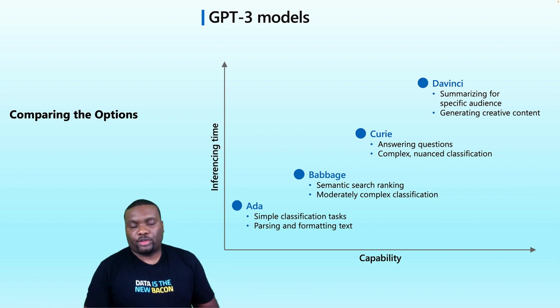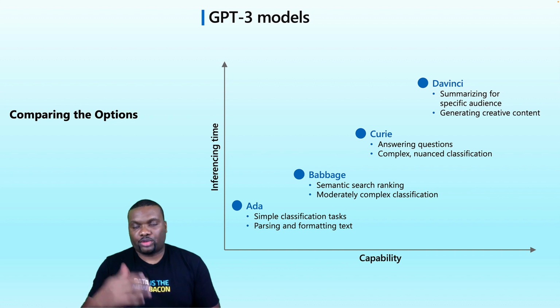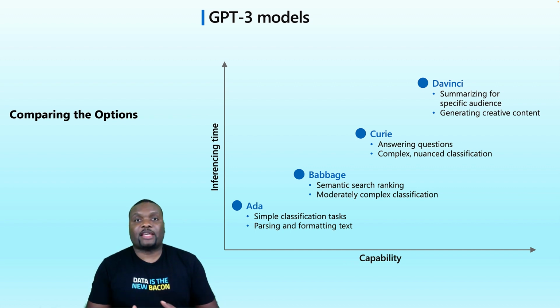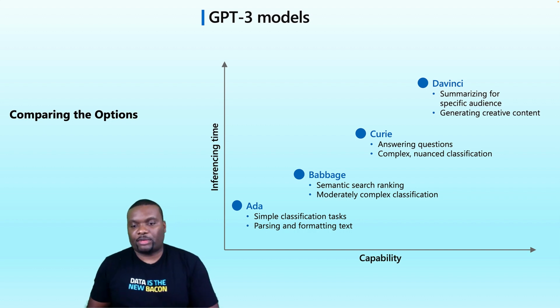And one thing you're going to notice with all these different models is that as you are moving from Ada to Babbage to Curie model to Da Vinci model, the time it takes to analyze the prompt or analyze the contents you are asking it to do takes longer. But as the time increases, it also has more capabilities.